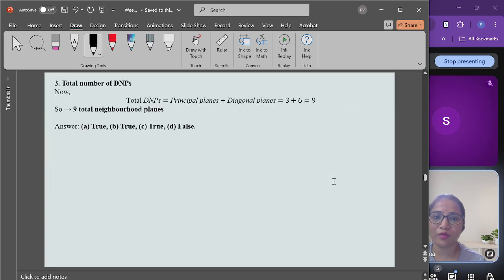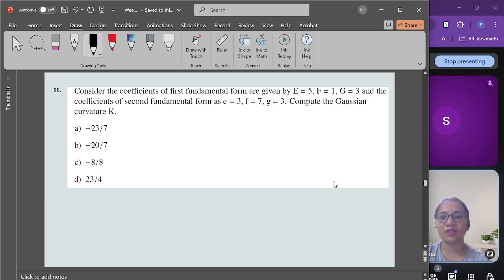Okay. So now moving to our next question. Consider the coefficients of the first fundamental form are given by E equal to 5, F equal to 1, G equal to 3, and the coefficients of the second fundamental form, small e, f, and g, are given as 3, 7, and 3. Now they have asked to compute the Gaussian curvature K. Here the first and second fundamental forms are given. Now we have to compute the Gaussian curvature.